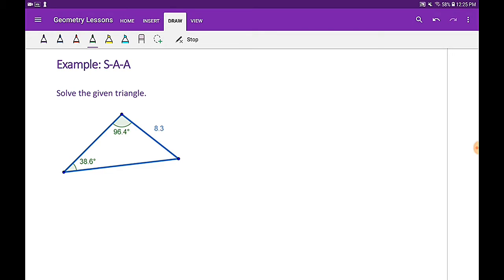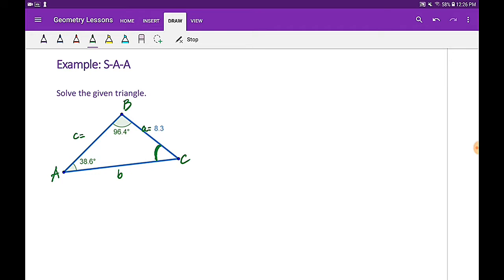You don't have to name the triangle PQR or ABC or XYZ. You can pick any. Of course the easiest is ABC, so I'm going to name this triangle ABC. So you have A, B, C. We were given the measure of angle A, the measure of angle B, and the length of side A. We are asked to find the measure of angle C, the length of side C, and the length of side B.